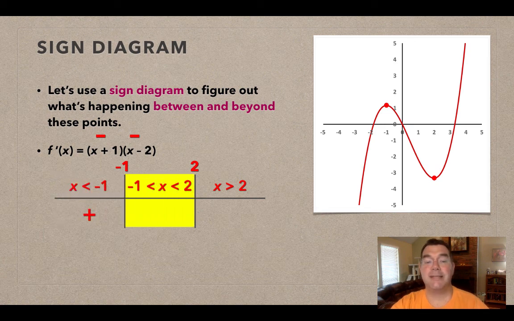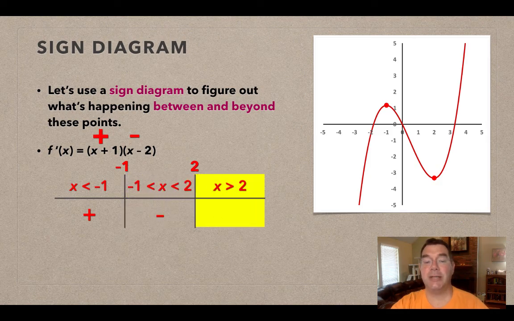Then as I move to the second region, if you think of any number that's between -1 and 2, and you plug it into the factored form of the derivative, the first factor will now change sign and become positive, but the second factor will still be negative. So the derivative takes on a value that is a positive times a negative, which is negative.